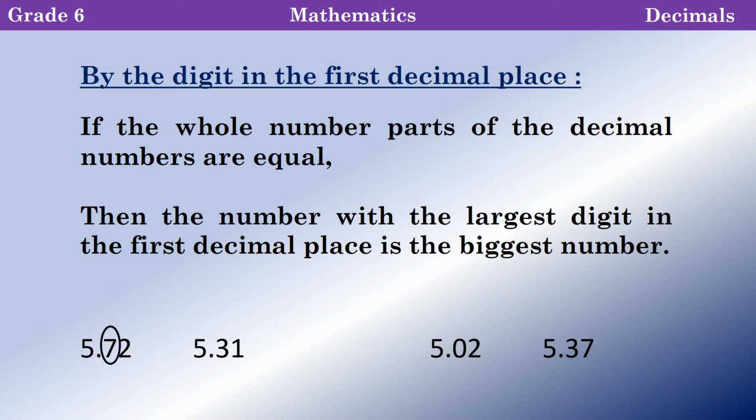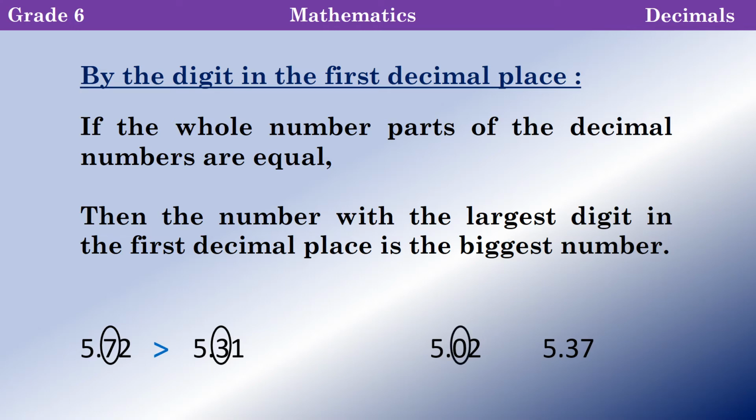When you consider the first pair of decimal numbers, we can see that the whole number parts are both 5. Therefore, we need to compare the first decimal place of those two decimal numbers. The first decimal place of 5.72 is 7 and the first decimal place of 5.31 is 3. And we know that 7 is greater than 3. Therefore, we say that 5.72 is greater than 5.31.